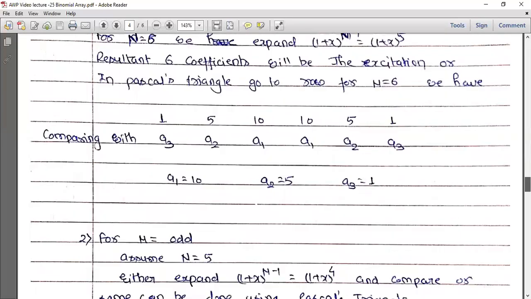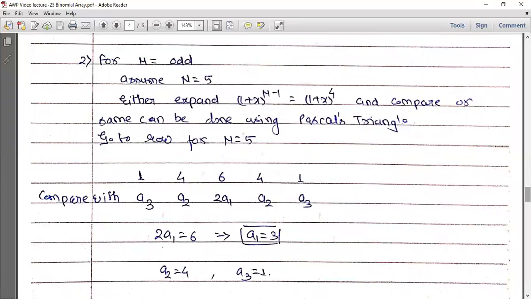Okay. Similarly, if n is odd, suppose you consider n to be 5, and your objective is to find the excitation provided to all the 5 elements of this non-uniform antenna array. What you have to do is expand (1 + x)^4. When you expand (1 + x)^4, you will get 5 terms. If you use Pascal's triangle for n equal to 5, you find the coefficients in order as 1, 4, 6, 4, 1.